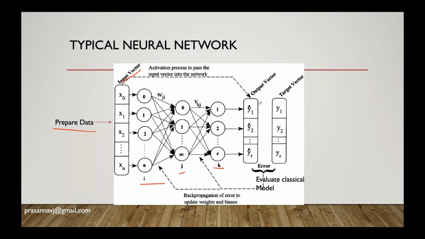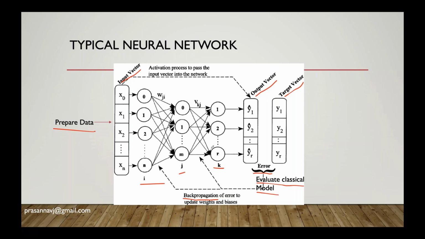Now what typically happens is, to improve the quality of the output, there is the target vector that you're expecting, as part of your training operation. You check for errors and evaluate the classical model that we have. In case we find more errors, to correct it, you will do something called back propagation, where your weights and biases get updated, and you repeat the whole process. So this is a typical neural network operation.